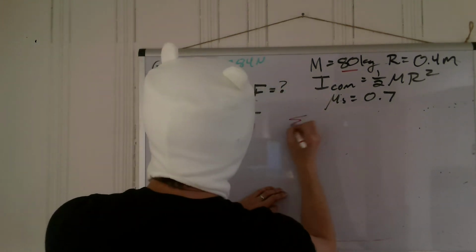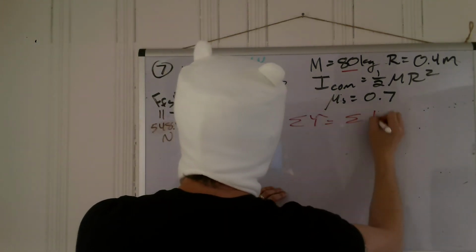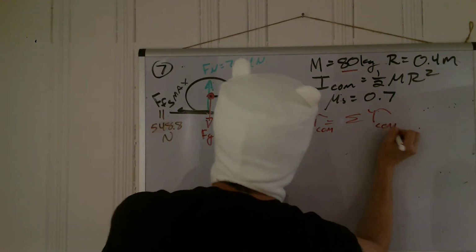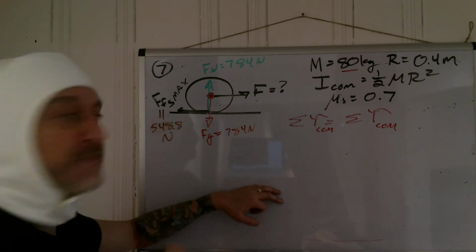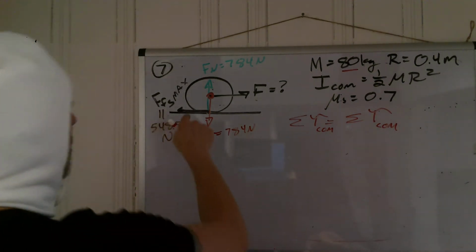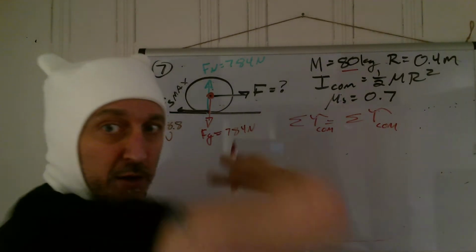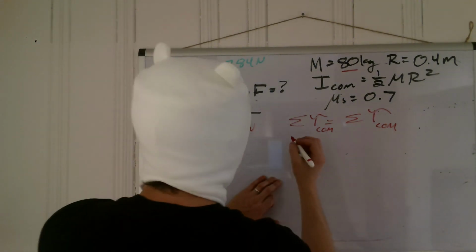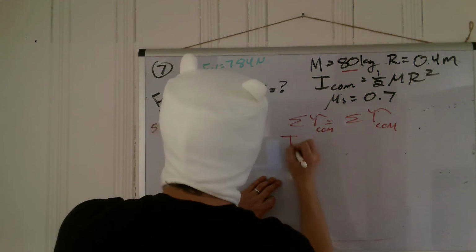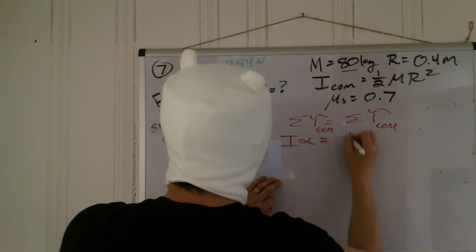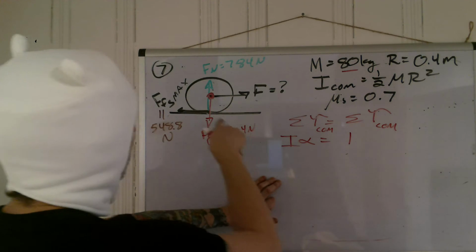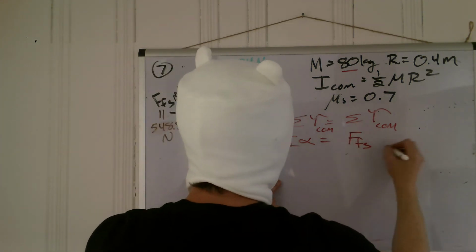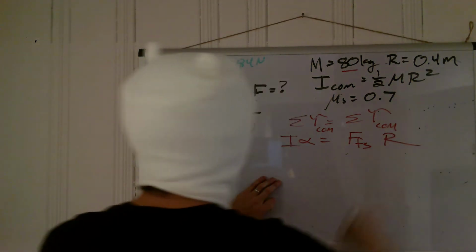I'm going to go ahead and do net torque equals net torque, and this time I'm choosing my center of mass as my pivot point. This is unusual, right? Usually I pick the pivot point at the bottom. The reason is because usually I don't know friction, but I do know the applied force. This time it's the other way around, right? Okay, so let's see, net torque. That's I times alpha equals the torque. The only force providing the torque now is friction. So that's my force of static friction times my radius, right?